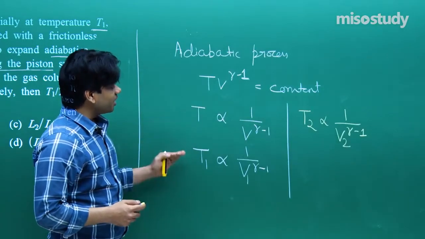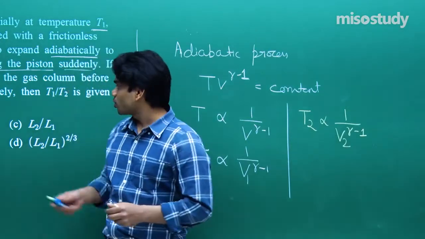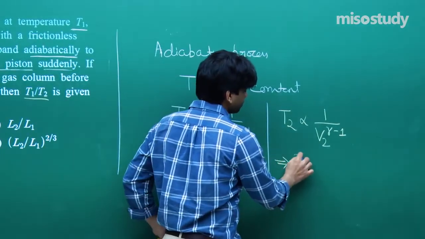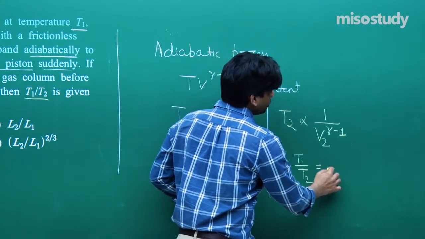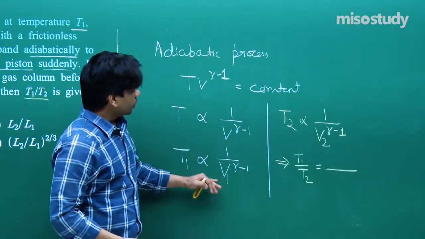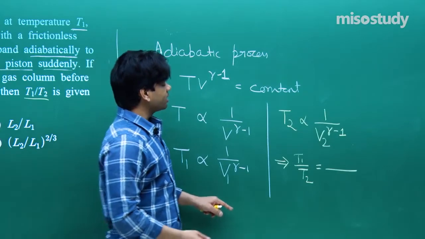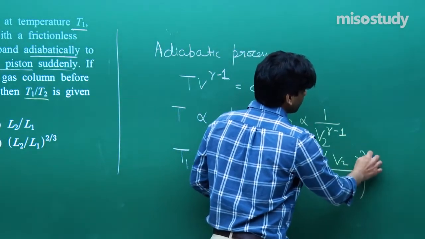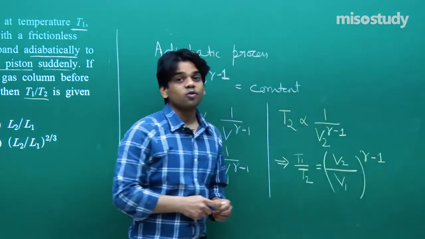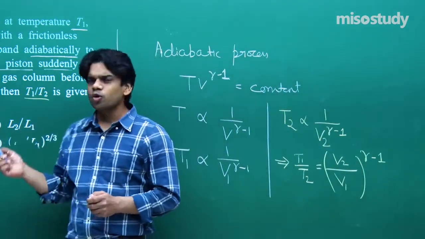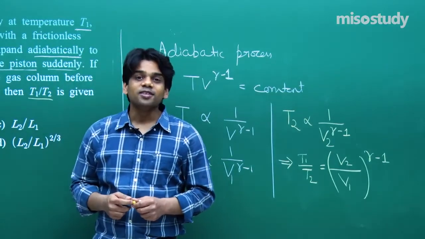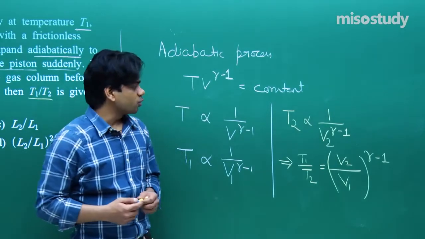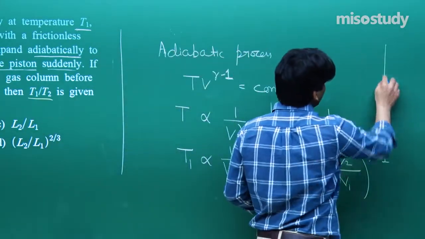Now if we take the ratio T1 by T2, because here the value of T1 by T2 is required, the T1 by T2 ratio will be equal to V2 by V1 power gamma minus 1. V1 will be in the denominator and V2 will go in the numerator. Now it's given that it's a monatomic gas. For a monatomic gas, the value of gamma is 5 by 3, that is what you can use.